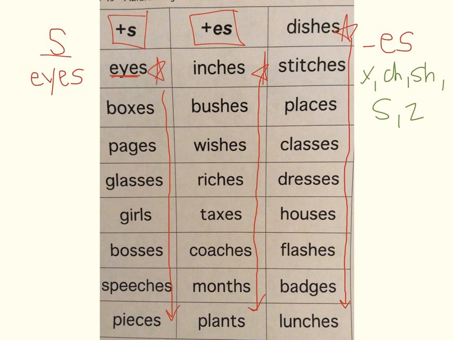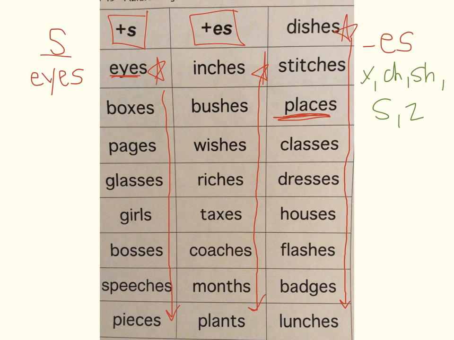Let's see if I can find another one. What about places? The base word is place. So you're not adding an ES, even though there's an ES on the end of that word, you're just adding an S to the end of place to make places because it already ends in an E. So you just want to be careful about that. The other ones that end in S, you're just adding an S, you can kind of see that.